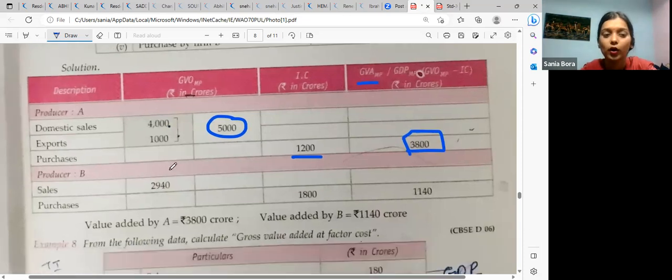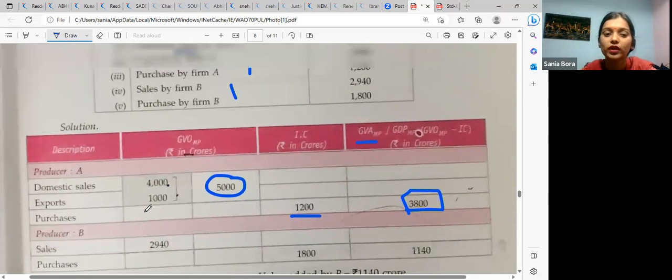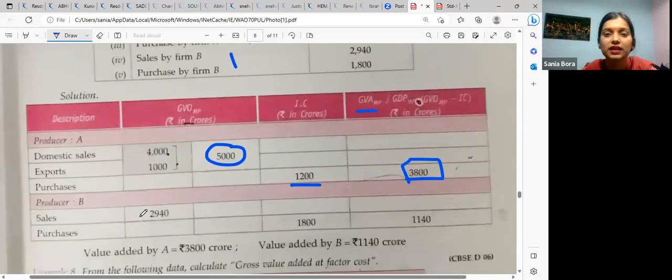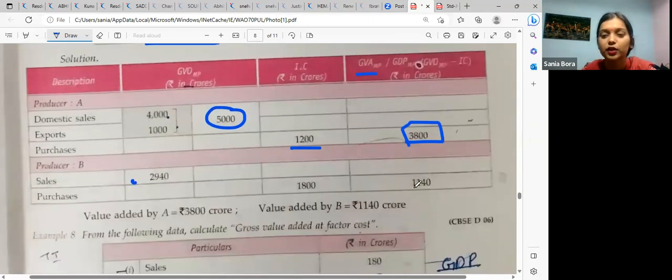Yes, ma'am. Over here for this B firm, sales and purchase are given. So for GVO at MP, only sales is there, right? So you will only take sales because others are 0, right? And of course, IC is also given, purchase by firm B. So 1800, when you subtract it, you will get this. So value added by A is 3800 and value added by B is 1140. Clear?